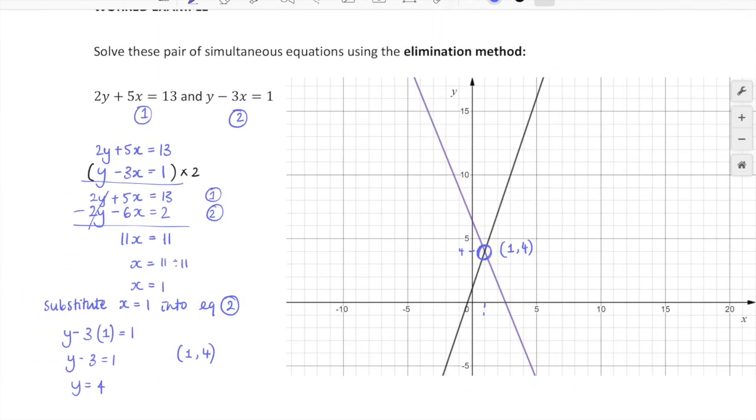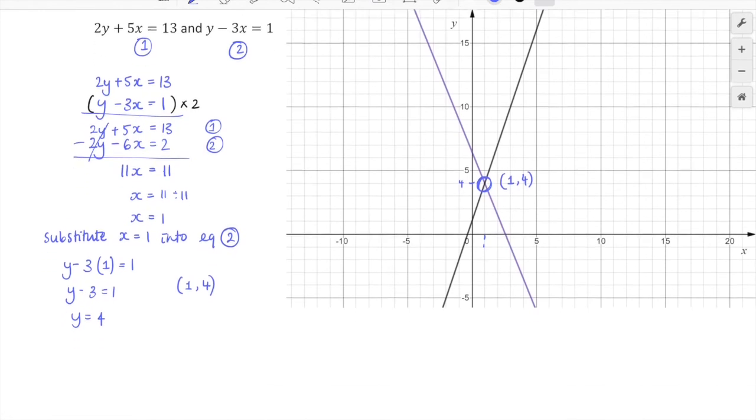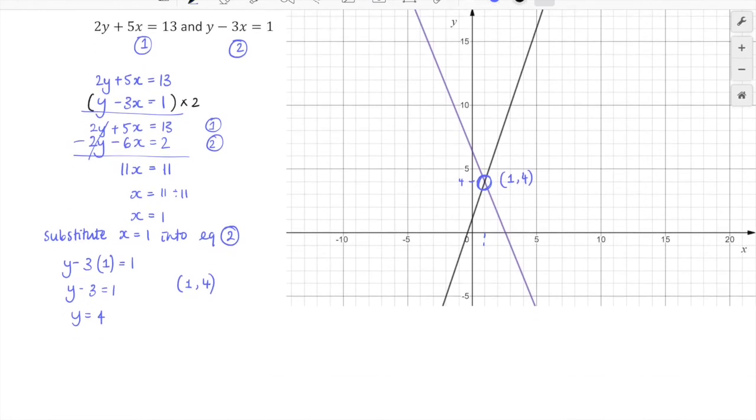Now, if I hadn't asked you to use the elimination method, with this particular question, I probably would have used the substitution method. So I'm just going to do that quite quickly here. And basically for this particular method, I would rearrange equation 2 because that would have been the easiest thing to do, which is to make y the subject.